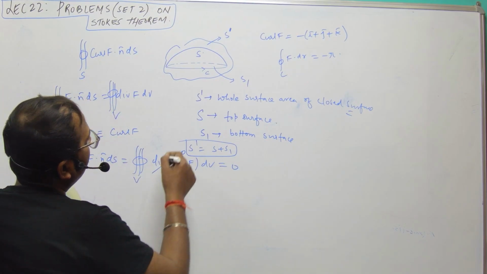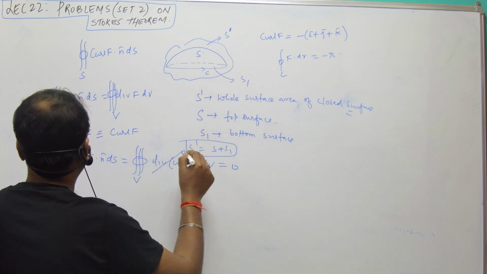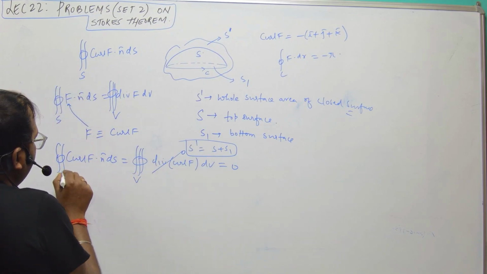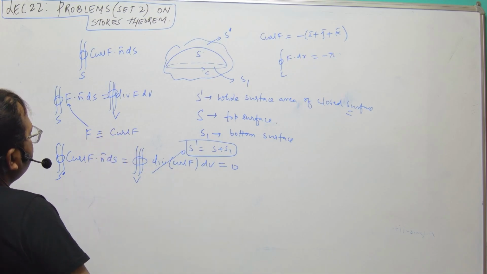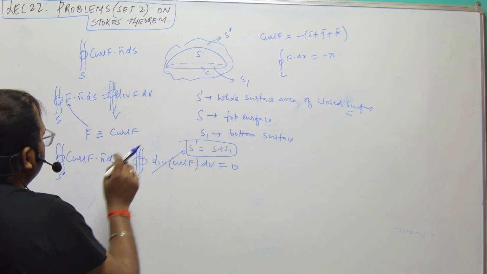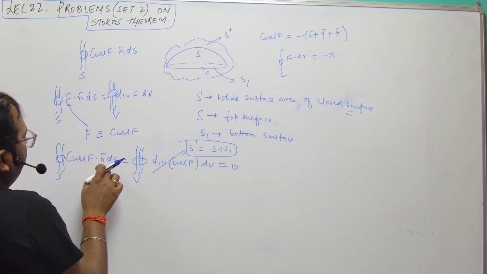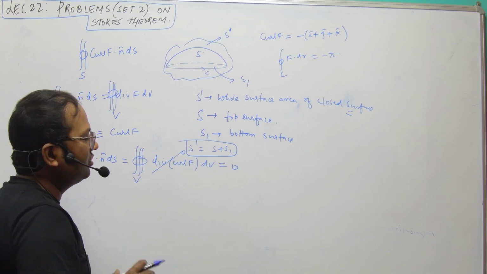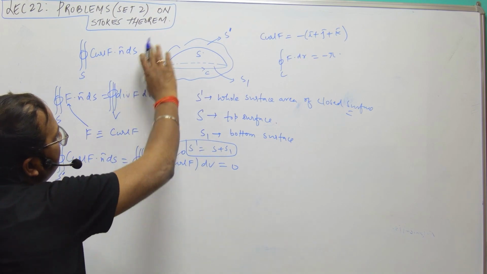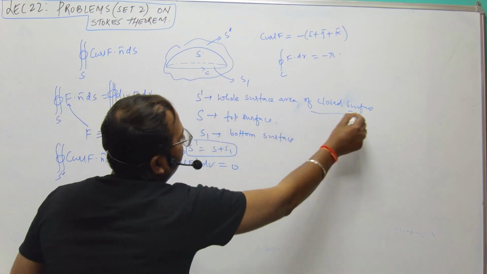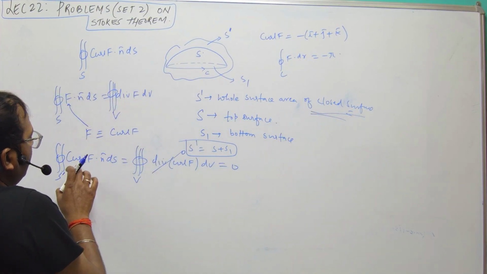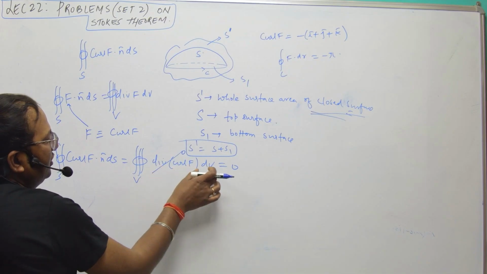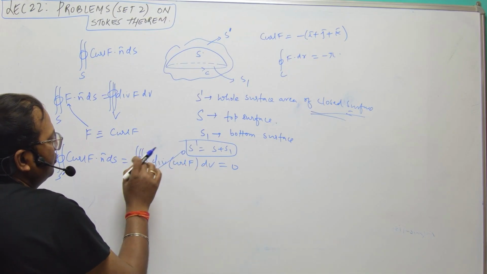Now the surface here is, sorry, S dash, because we are taking the closed surface. S dash is the surface area of the closed surface. So the surface integral of curl of f dot n cap ds along the surface S dash is equal to the volume integral of divergence of curl of f dv, and divergence of curl of f is 0. So the volume integral is 0.